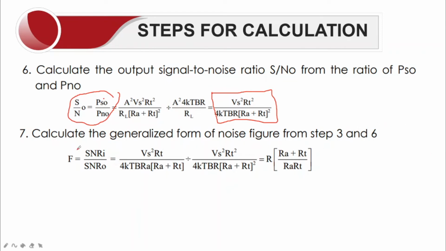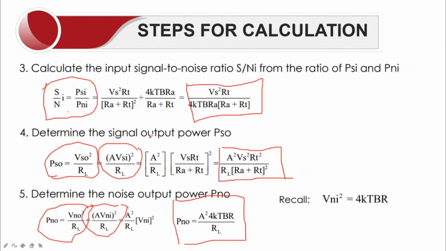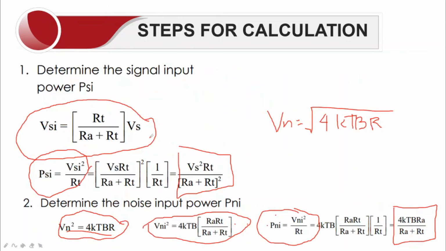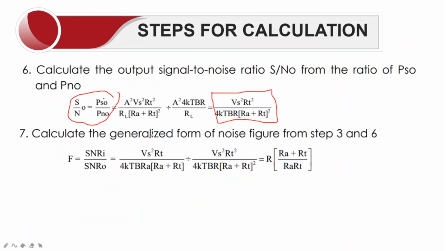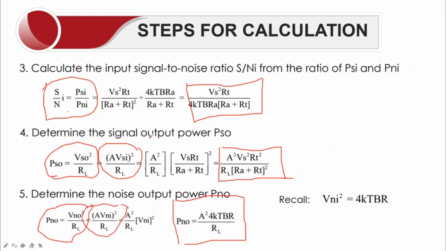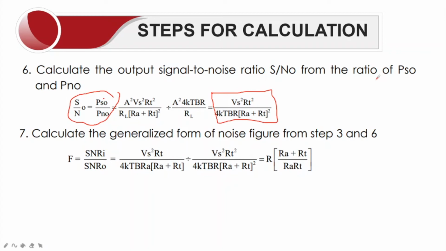So, balikan natin kung gusto nyo. Ang step 3 ay yung SNRI or yung input signal to noise power ratio na nakuha mo sa PSI at PNI, which is 1 and 2. And yung step 6 naman ay yung SNRO or yung output signal to noise ratio na nakuha mo gamit yung PSO at PNO na nakuha mo sa 4 and 5. So, yung nasa step 3 at step 6, yun yung gagamitin mo.